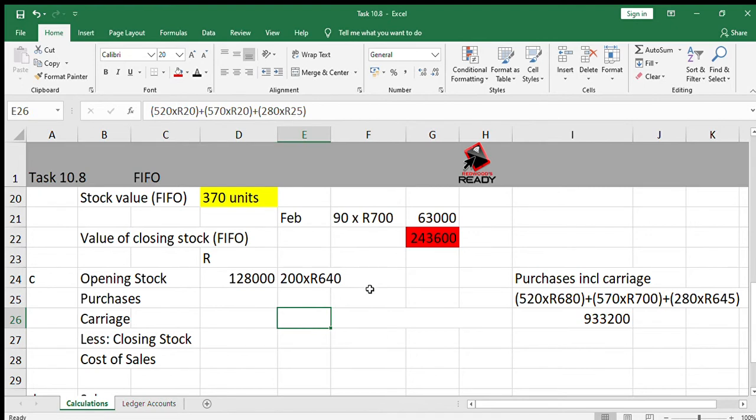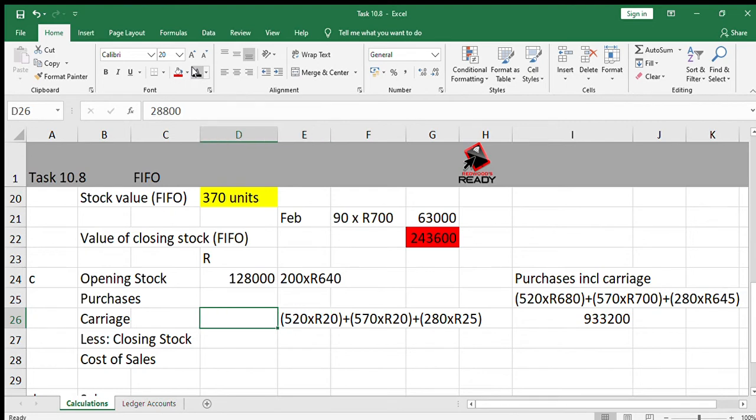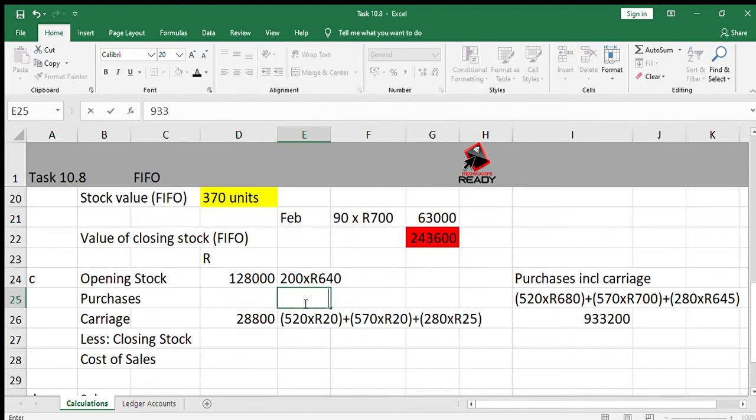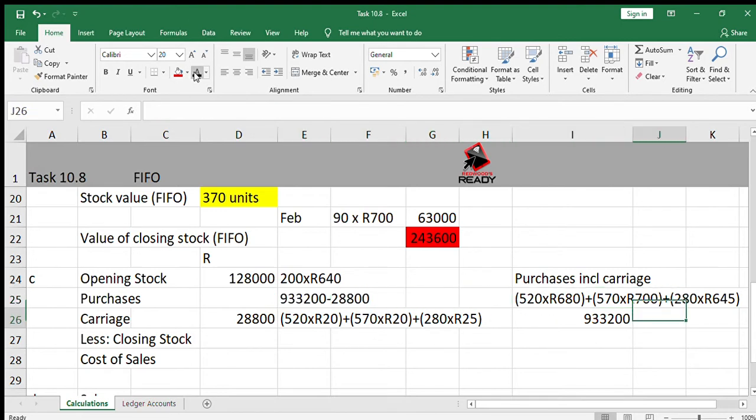Alternatively, what you could do is work out the carriage itself. So the carriage in January is 520 times 20 Rand. In February, 570 times 20 Rand. And in March, 280 times 25 Rand. We'd add all of that up and work out the carriage. So now if I want to show purchases, I would take my answer 933,200, which I calculated on the side, and subtract the carriage amount of 28,800. But this is a lot of unnecessary work when we could have just used the 933,200 as our final answer. Anyway, this gives us 904,400.